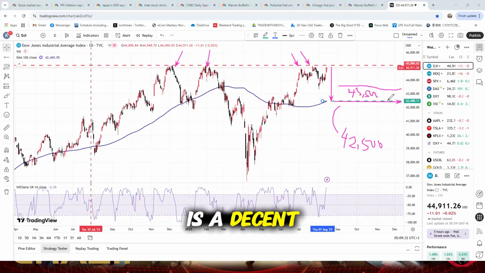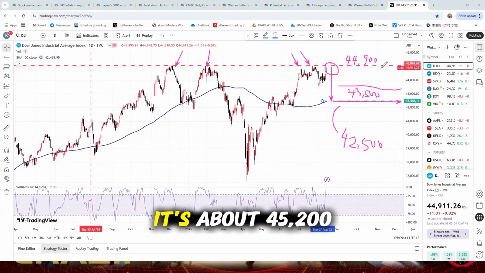43,500, I think, is a decent number. So where are we right now? At 44,900 for the cash market. For the futures market, it's even higher, about 45,200 right now. So that's my view.